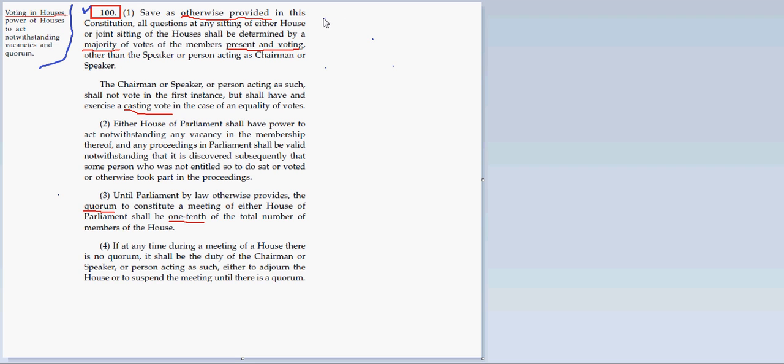Paragraph 1 of clause 1 says, save as otherwise provided in this constitution, all questions at any sitting of either house or joint sitting of the houses shall be determined by a majority of votes of the members present and voting, other than the speaker or person acting as chairman or speaker. What this means is that any kind of question, like passing a bill, will be determined using majority of votes, and it can be for either house or joint sitting.